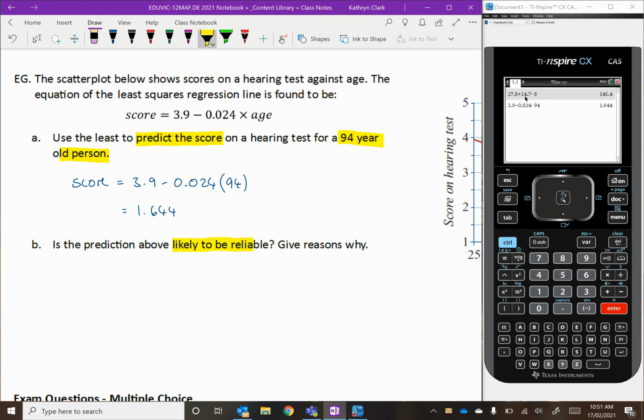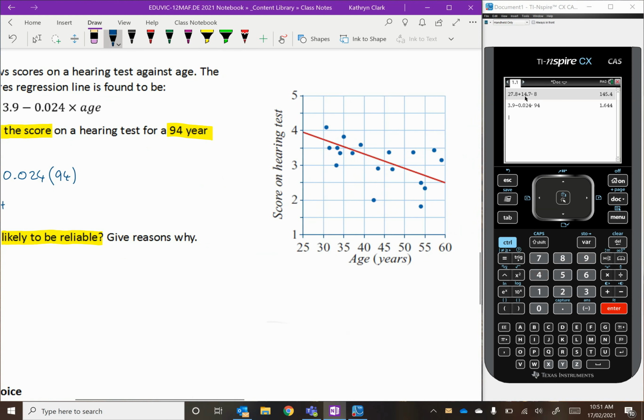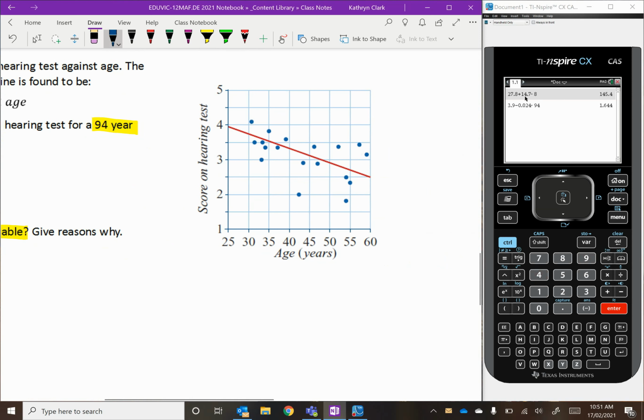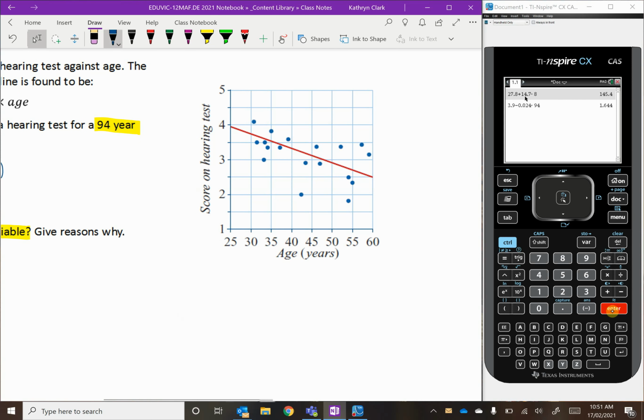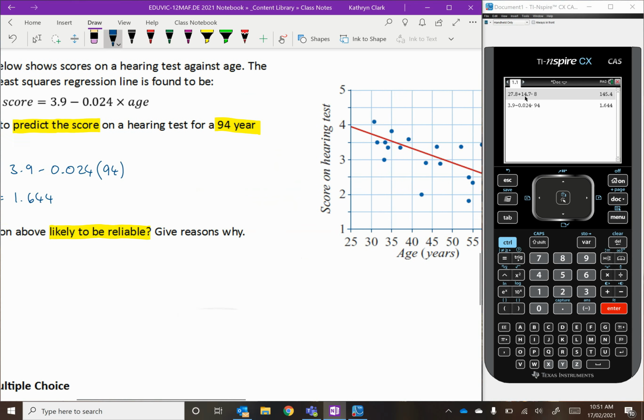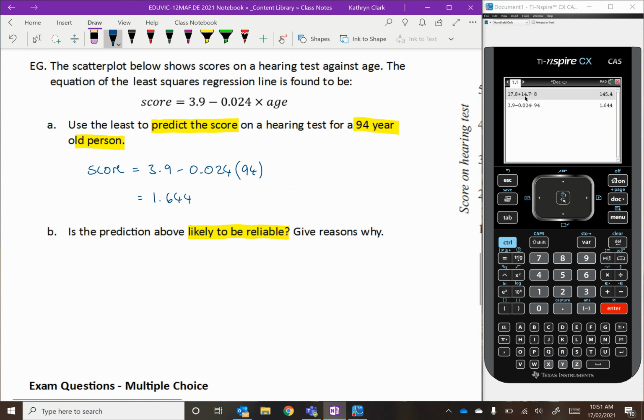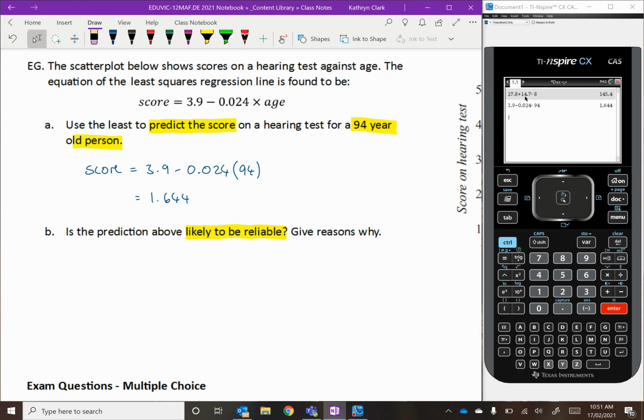And then we're being asked to say if it is reliable. So 94 is well above our highest value, which is just below 60. So 94 is well outside our data range. So this is a 2-mark question. Is it likely to be reliable? No. That would get you 1 mark. Give reasons why. Because we are extrapolating.